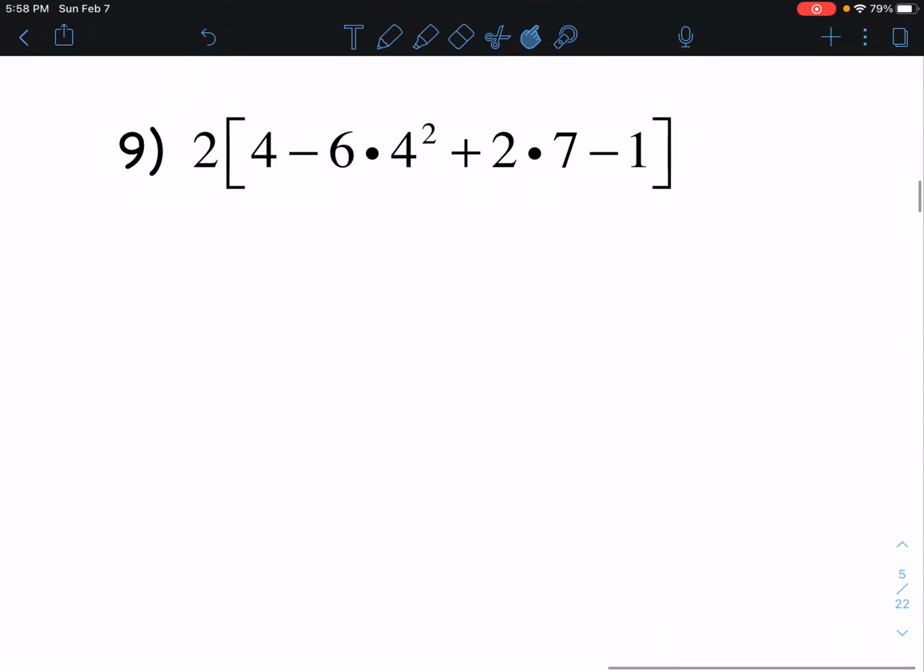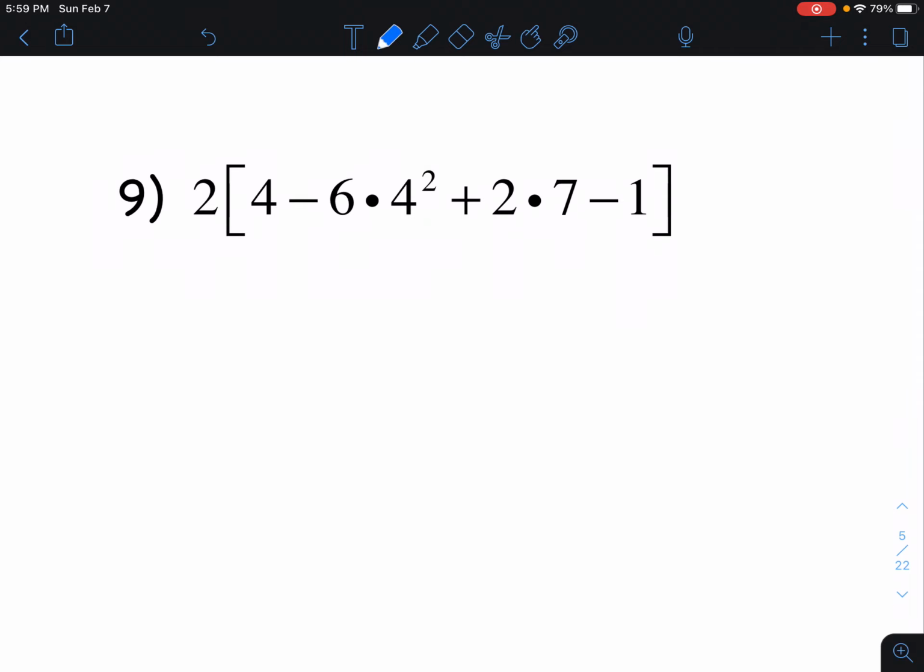Number 9 is an order of operations problem, also known as PEMDAS. So this 2 out in front is just going to drop down. We can't do anything with it until we get everything in the brackets down to one number. Brackets are treated like parentheses, by the way. Now, what do we do within that grouping symbol, within the bracket? Well, we got subtract, times, exponent, plus, times, minus. What should we do first out of those? We should do the exponents first.